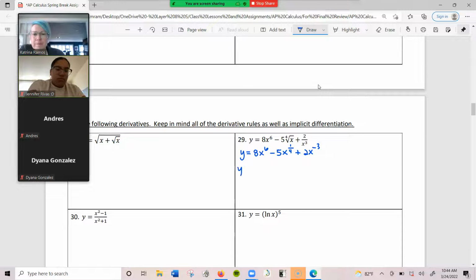So y prime is going to equal 48 x to the 5th minus, now I'm going to multiply 1/4 with 5, so 5 over 4 x, subtract 1, so I'm going to subtract 4 over 4, which would be negative 3 over 4. And then negative 3 times 2 would be negative 6 x, subtract 1, so negative 3 minus 1 is negative 4.